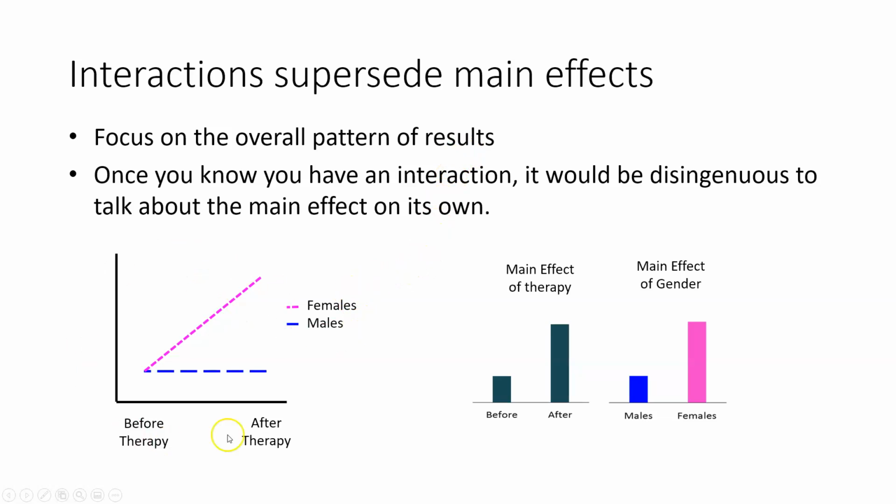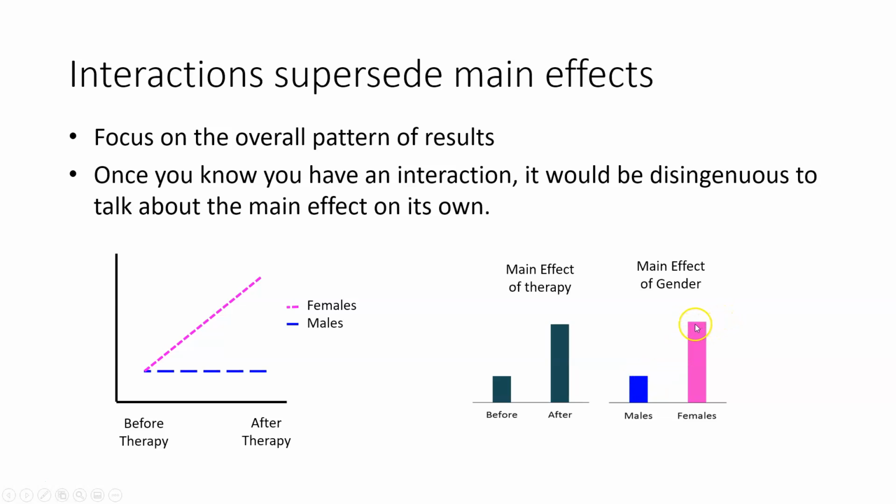Here's why. Ignore this graph for a second, and let's just look over here at the main effect of therapy. It shows that before therapy, people were low, and after therapy, people got better. If you look at the main effect of gender, it shows that males are poor and females are better.